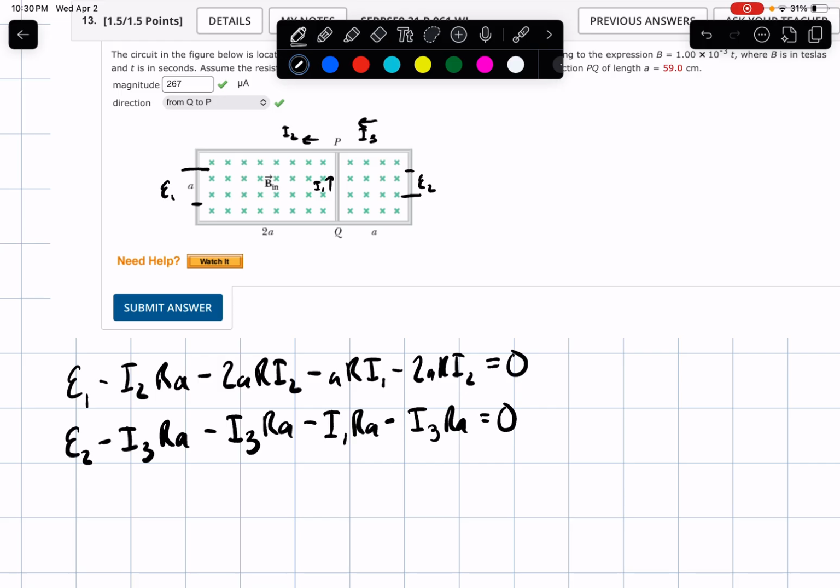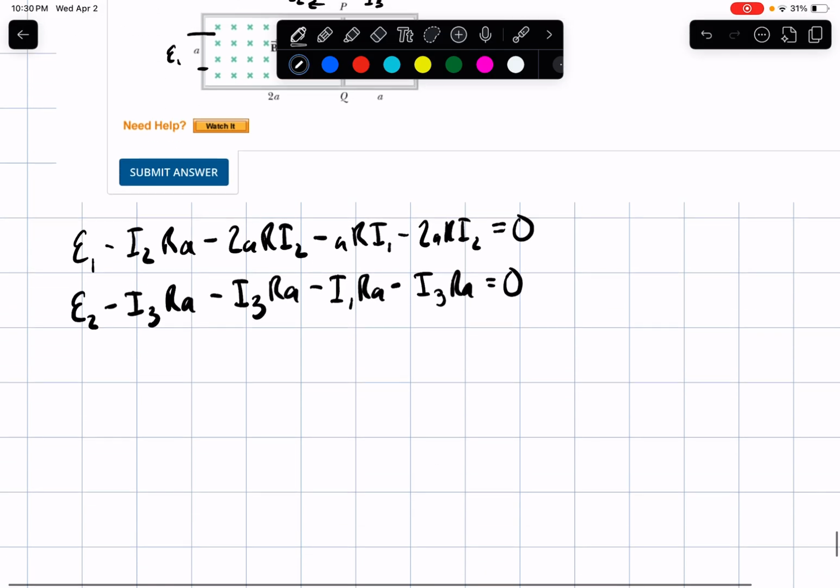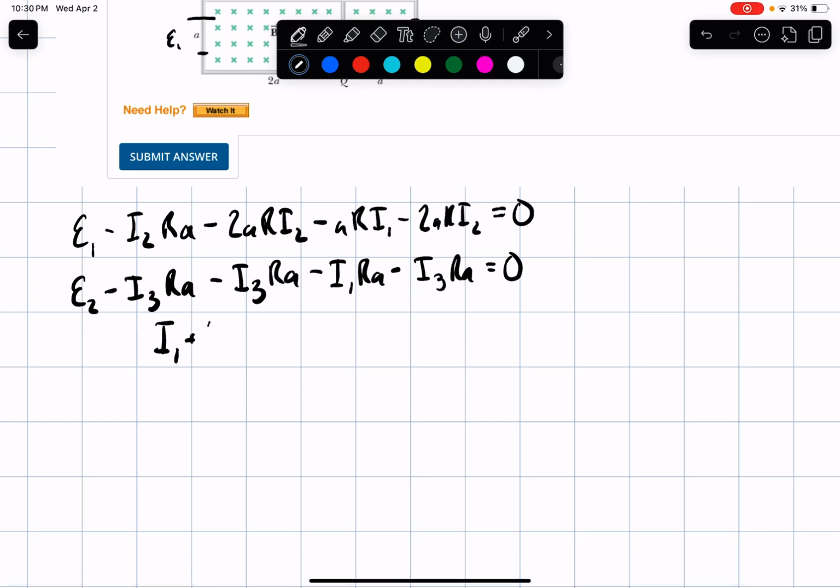So as you can see here in the junction into P, I1 and I3 meet at P, and it results in the current I2. So that means that I1 plus I3 is equal to I2. Now you might be wondering, okay, that's great, I have 3 equations here, but I have 5 variables.